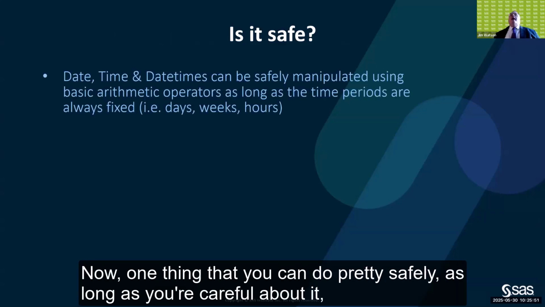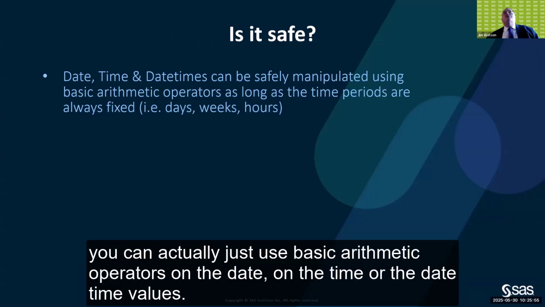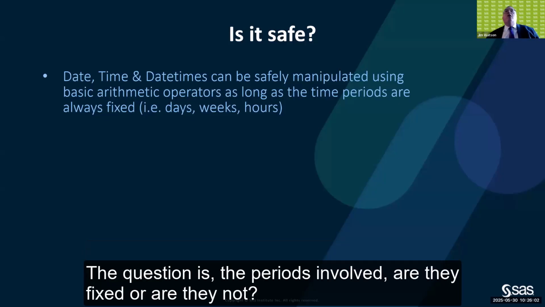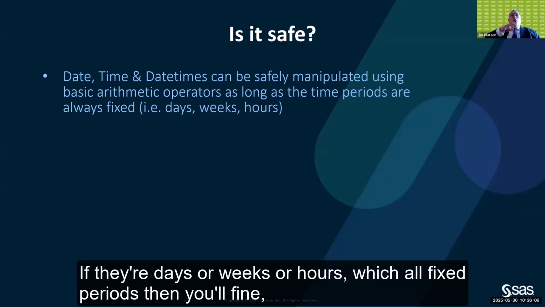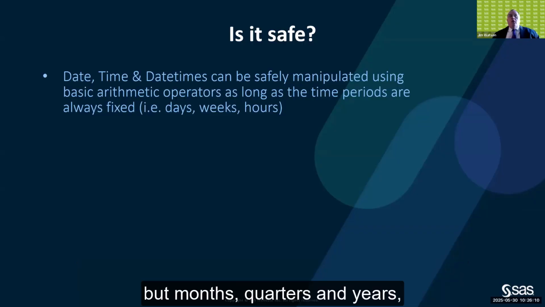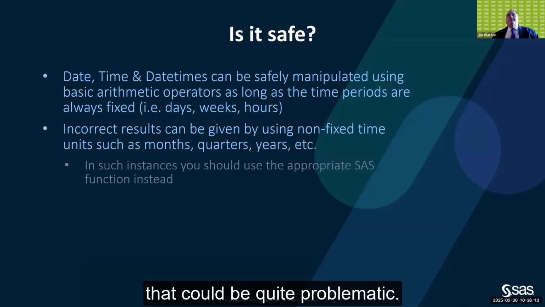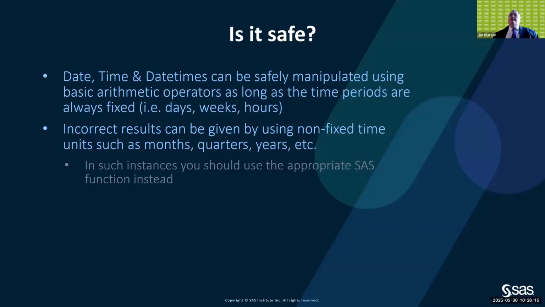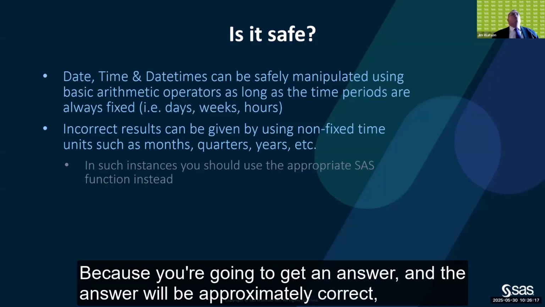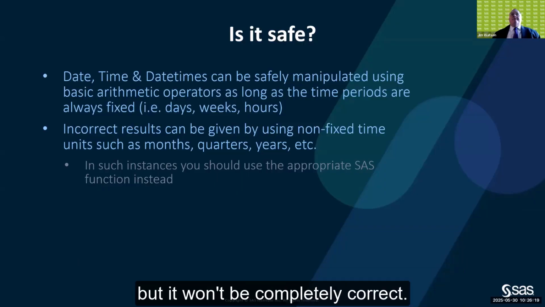Now, one thing that you can do pretty safely, as long as you're careful about it, is just use basic arithmetic operators on the date, on the time, or the datetime values. The question is, the periods involved, are they fixed or are they not? If they're days or weeks or hours, which are all fixed periods, then you're fine. But months, quarters, and years can be quite problematic because you're going to get an answer, and the answer will be approximately correct, but it won't be completely correct.